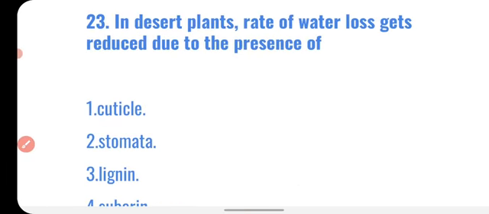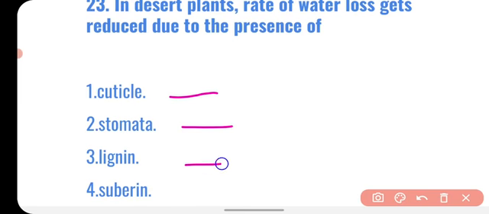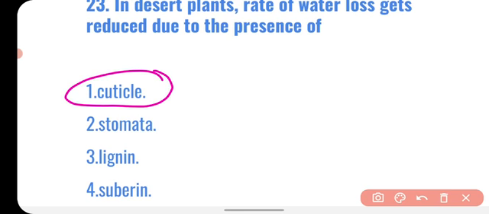Next question is, in desert plants the rate of water loss gets reduced due to the presence of cuticle, stomata, lignin, or suberin. In desert plants, the upper layer of the plant's body contains a thick coat of cuticle, which prevents the loss of water. So in desert plants, the water loss is reduced by the presence of cuticle.